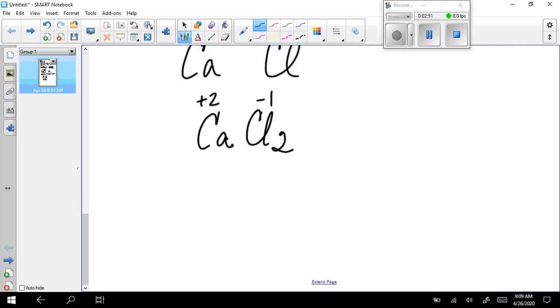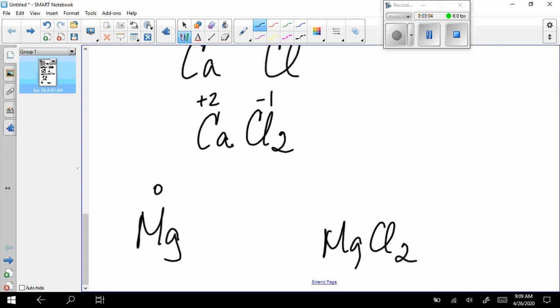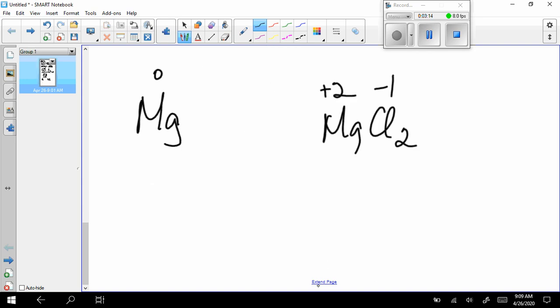Let's do a couple more. Let's say I have magnesium. If it's all by itself, it's a 0. But in a bond with chlorine, MgCl2, that 2 came from the magnesium. So when it's in a bond, magnesium's oxidation state is +2 and Cl's is -1.